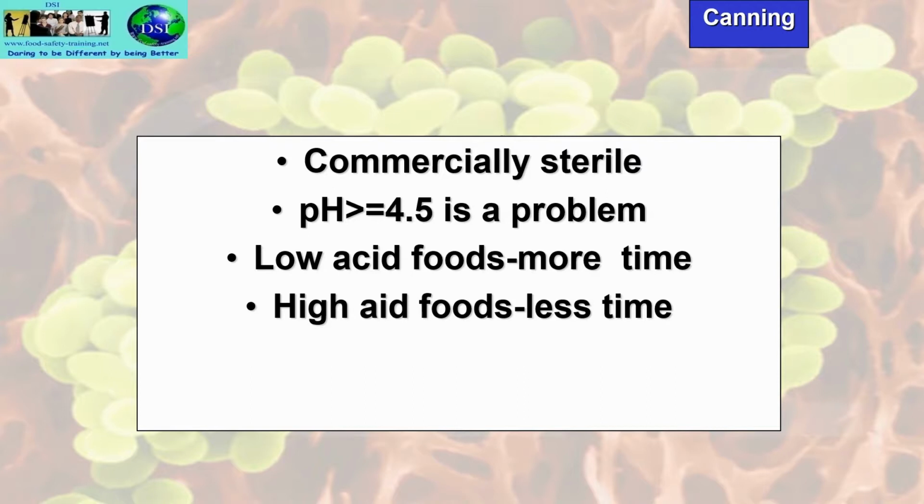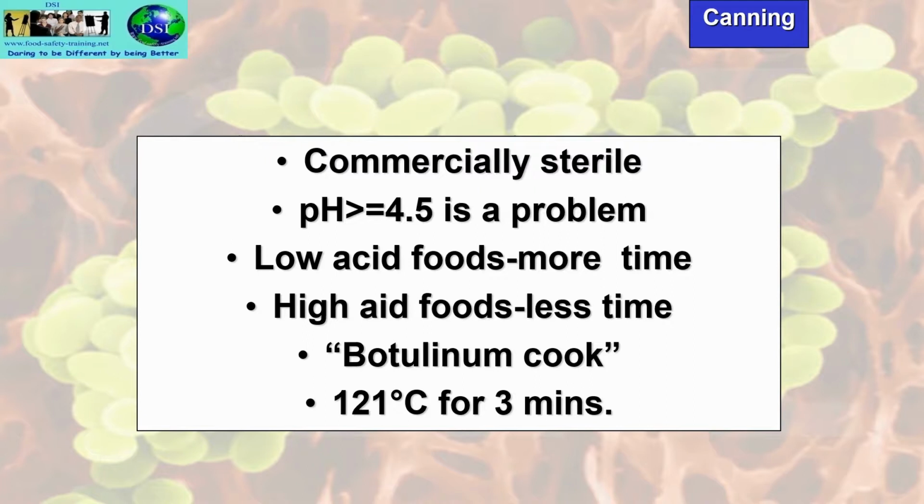The botulinum cook is where food is cooked at more than 121 degrees C for a period of time. That kills all microorganisms, their spores and toxins. As I mentioned, 121 degrees C is held for 3 minutes, but obviously this depends on the size of the can or the contents within the can.